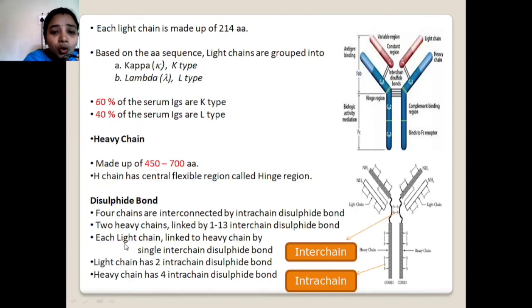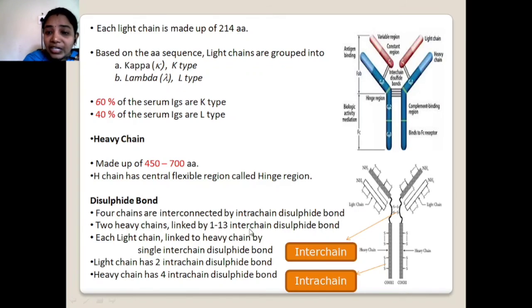You see, the 2 heavy chains are linked by 1 to 13 interchain disulfide bonds. These are the 2 heavy chains. These 2 heavy chains are interbonded with 1 to 13 interchain disulfide bonds. Then each light chain is linked to a heavy chain with a single interchain disulfide bond. Here one single interchain disulfide bond, and here one single interchain disulfide bond.